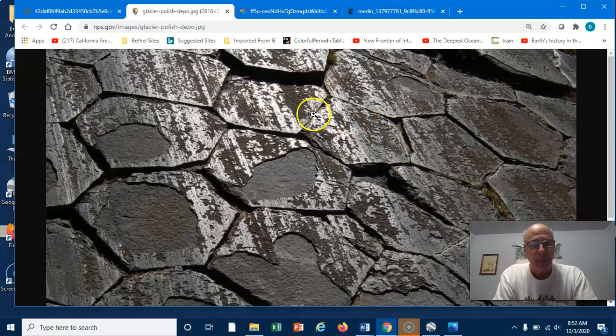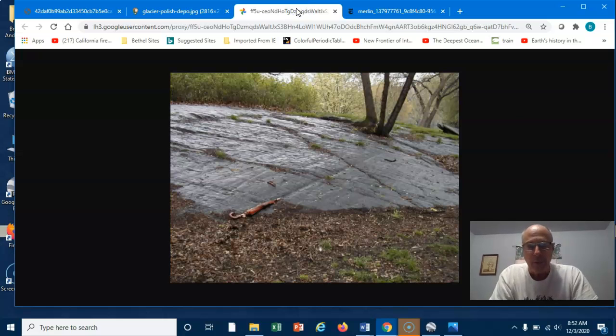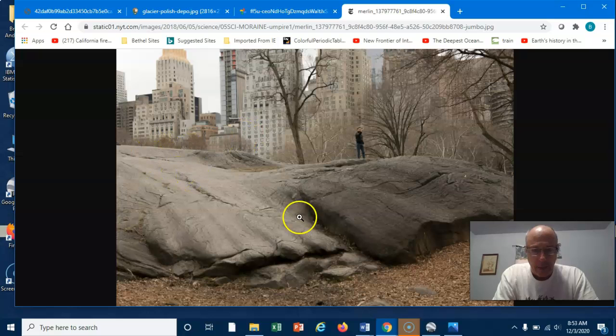Another place, I don't know if you've ever been to Central Park. I've not been there, but I've seen pictures of it. In Central Park, there are a number of exposed bedrock areas that have glacial striations in them. Here you can just make out this notion of scratches, but there's a big area here where the striations are longer and more embedded in the bedrock. Again, this is Central Park.